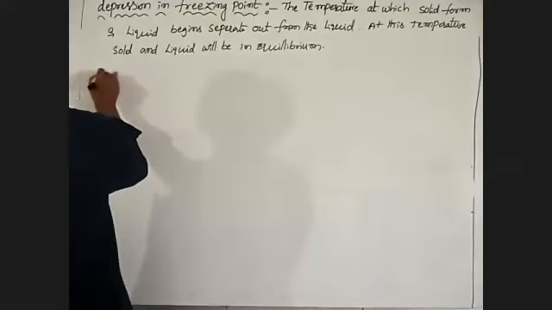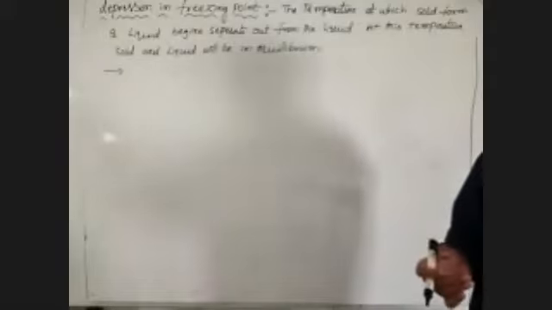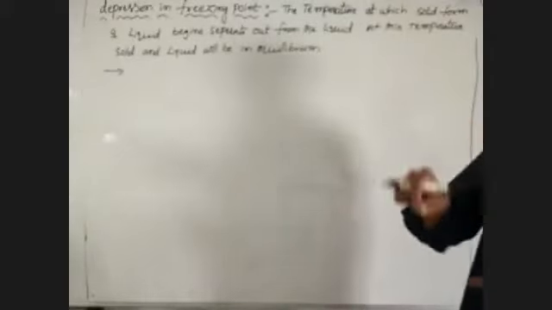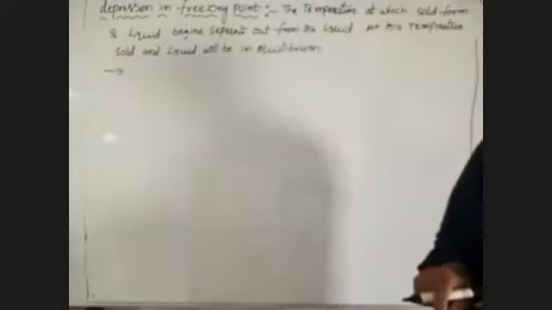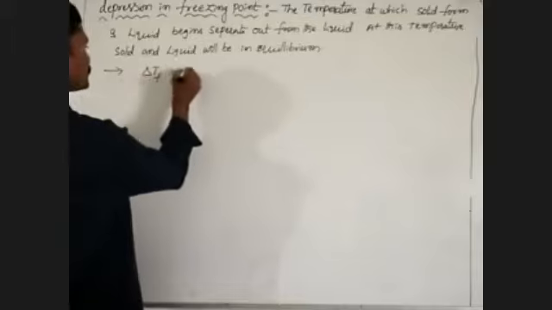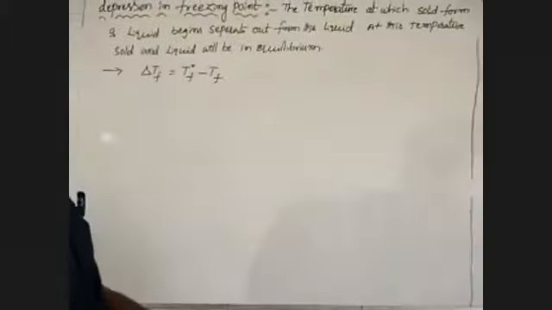Now, after adding the non-volatile solute, freezing point decreases. Boiling point increases. Here, freezing point decreases. This decrease in freezing point is called depression in freezing point. That means here delta Tf is equal to T naught F minus Tf.